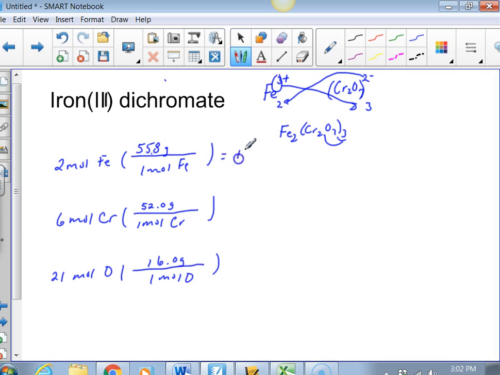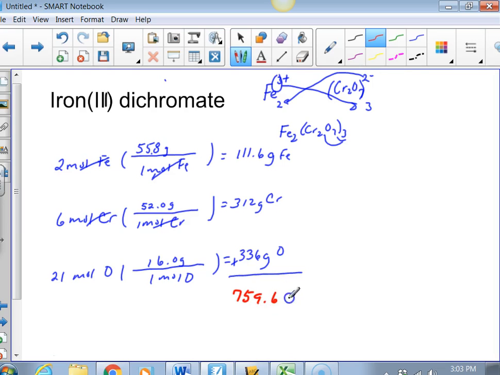So this is going to be 111.6, with moles of iron canceling. That's grams, specifically of iron. We've got 312 grams of chromium. This is grams Fe, this is grams chromium. And then this one is going to be 21 times 16 is 336 grams of oxygen. We then sum them together, and that gives us 759.6 grams per mole of this compound.